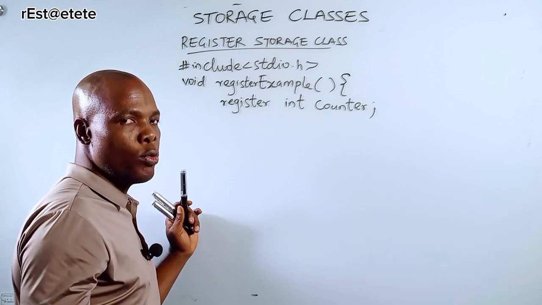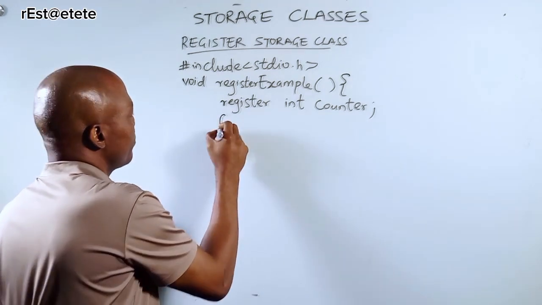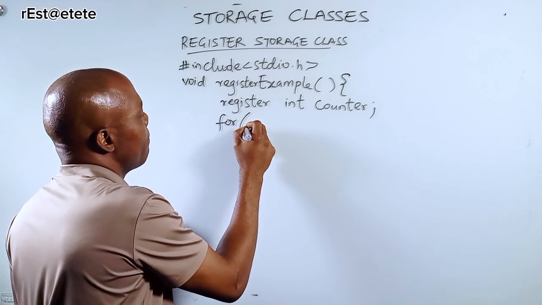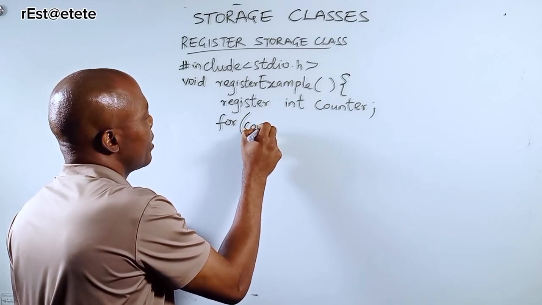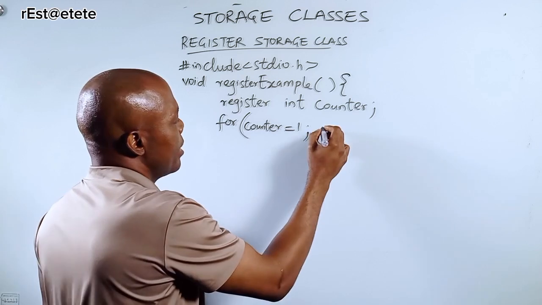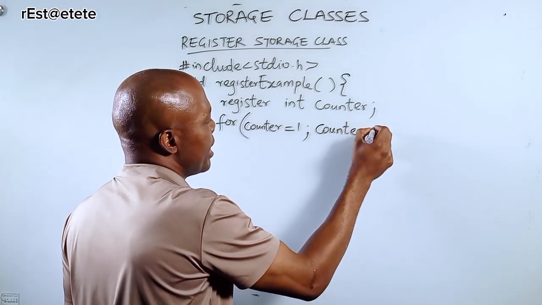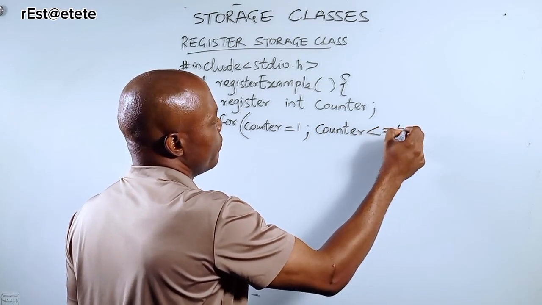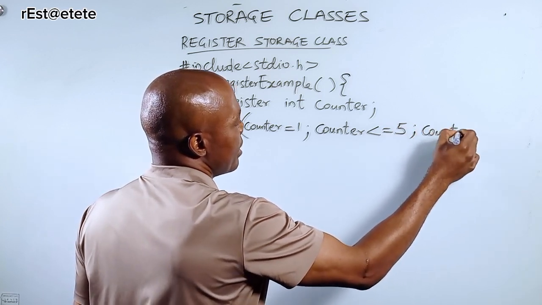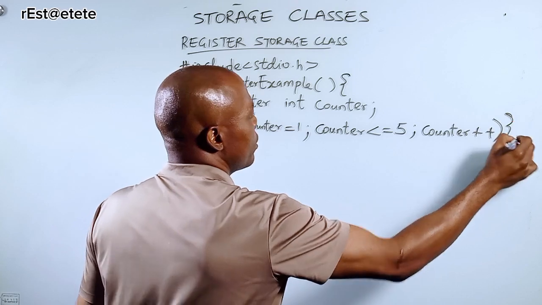Now I'm going to use a for loop to access the variable. So I'm just going to say for. Inside it now, I'm going to initialize counter, assign 1. Then I will bring out my condition: counter less than or equals to 5. Then counter plus plus. Okay, so that is my function.